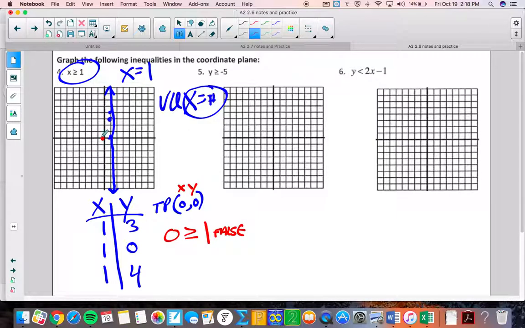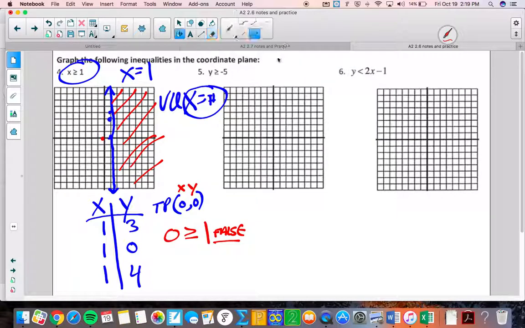So this red dot is not a solution. The deal is you could keep checking all of the points over here, and I promise you all of the points on this side of the line, as long as you graph your line in the correct spot, will also be false. So what about the other side of the line? Well, if this point is false, this side of the line is all true. So there's our graph.